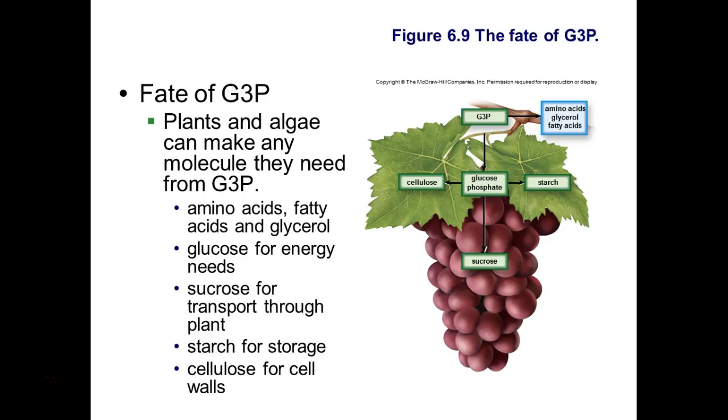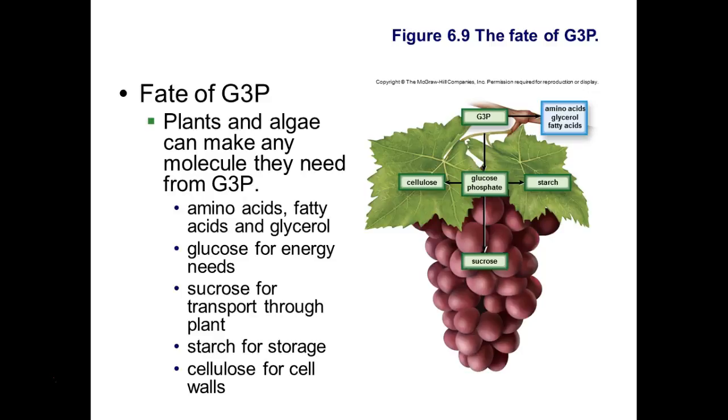The last thing we want to take a look at in this set of slides is what happens to that glyceraldehyde 3-phosphate molecule. In the video, you saw that it goes to make glucose, but it's not the only thing that glyceraldehyde 3-phosphate can be used for. In fact, plants are so efficient, they can make any molecule they need from glyceraldehyde 3-phosphate. For example, it can be used to make amino acids, fatty acids, and glycerol.